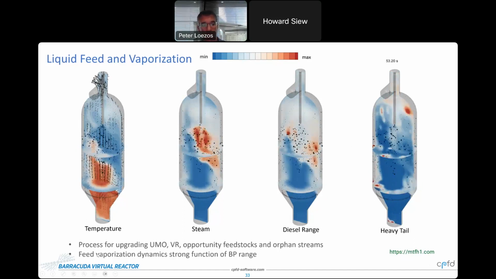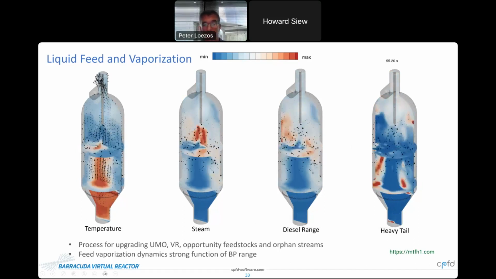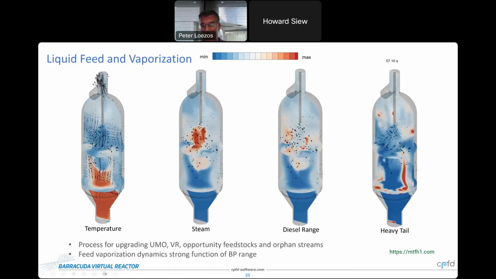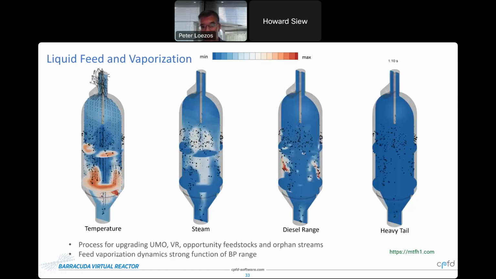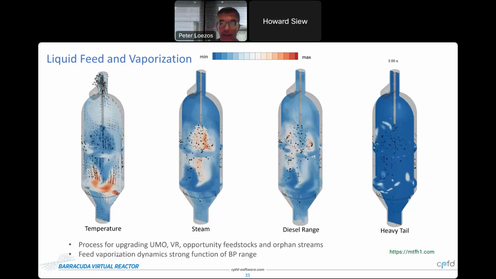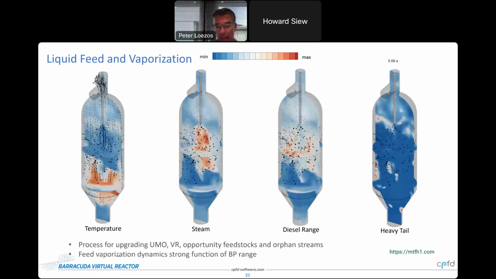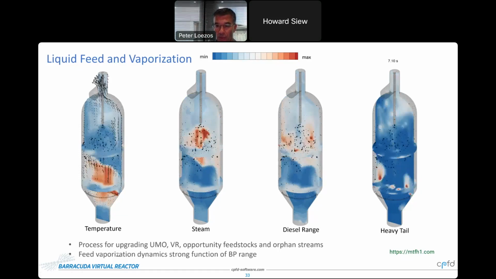So what I want to point out here is the feed vaporization dynamics are a strong function of boiling point range, making for a very challenging design. So today we're helping this client evaluate several different design options to be able to optimize performance.